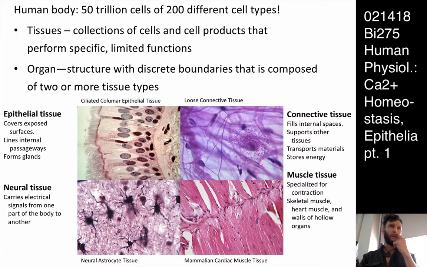Now, connective tissue is a pretty diverse category. There's a number of types of connective tissue. What does it do? Well, connective tissue is aptly named. It connects things, fills the internal spaces. It acts as a support and a substrate to other tissues.